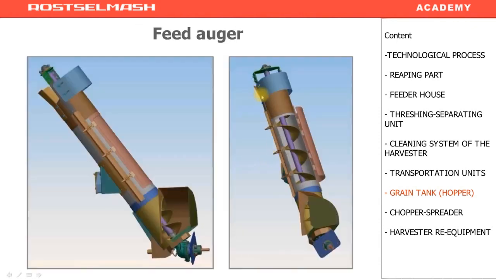The loading auger of the grain tank has got a hatch. This hatch is used for repairs and maintenance. This auger is driven with the angle reduction gear. At the end of the loading auger, there is a deflector. Using this deflector, you can control the proportional spreading of the grain in the grain tank.